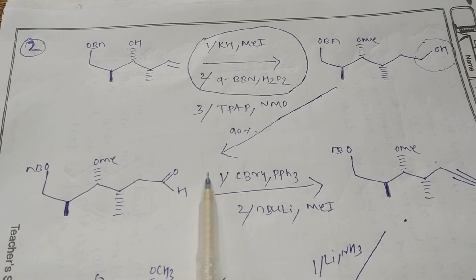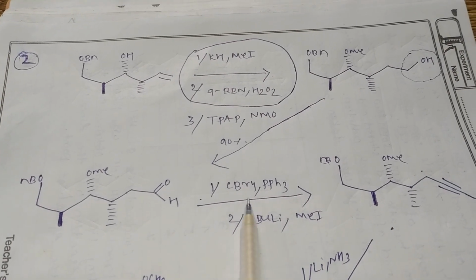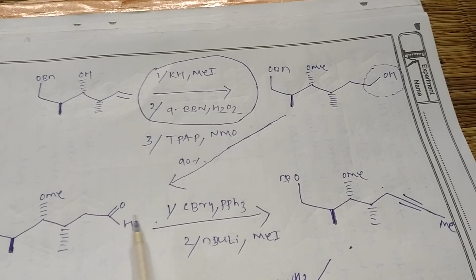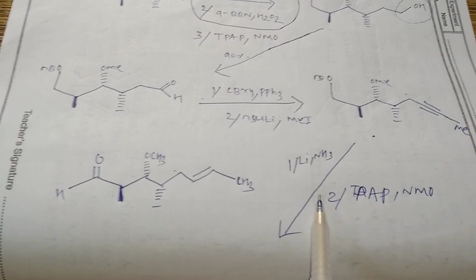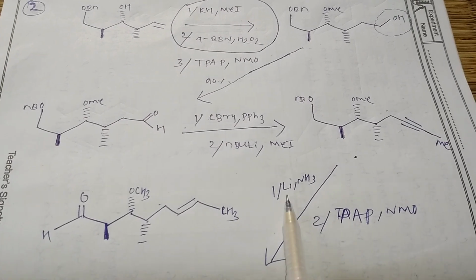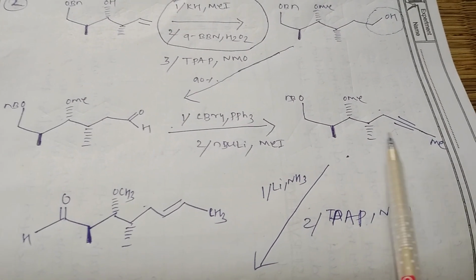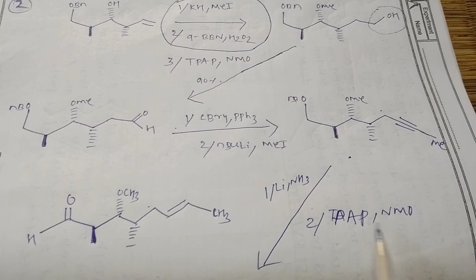And the fourth step is very important. That is the Corey-Fuchs reaction: CBr4, then n-butyl lithium and methyl iodide. According to that, the aldehyde is converted to alkyne, and finally the lithium in the alkynyl lithium attacks the methyl to form a methyl-substituted alkyne. And the next part is very important. It comes to regioselectivity. This alkyne reacts with lithium in liquid ammonia to form the E-substituted double bond. So lithium in liquid ammonia reduces the triple bond to the E-substituted double bond, and finally again TPAP NMO, that is the oxidizing agent.